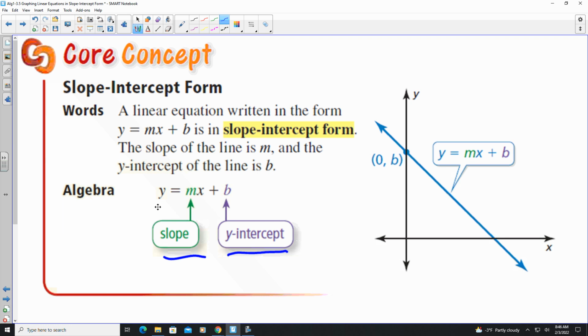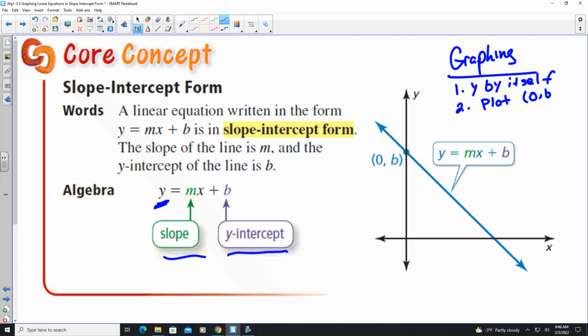When you are graphing using slope-intercept form, the first thing you have to do is make sure that y is by itself. Then the second thing you're going to do is plot the y-intercept. The y-intercept is going to be located at 0 comma b. So whatever the value of b is, you go to 0 comma b, and that's going to get you your y-intercept.